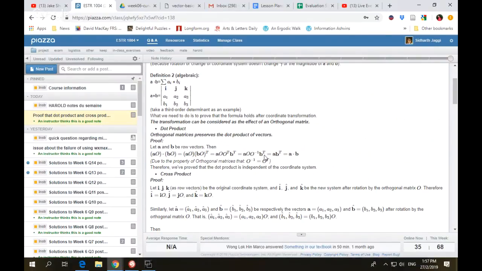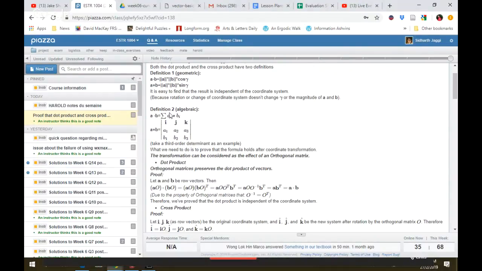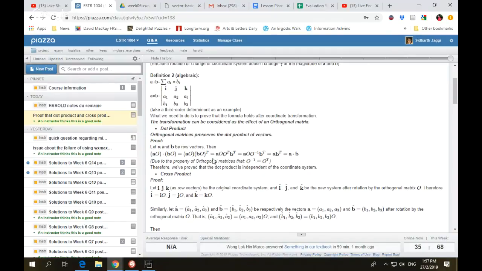So 3 things, 1 minute. Geometric definitions, both of them should remain the same because the magnitudes, angles, and the direction of the cross product vector should remain the same, right? The third thing is that the magnitude of the dot product vector should remain the same because of these properties of orthogonal matrices and dot products.